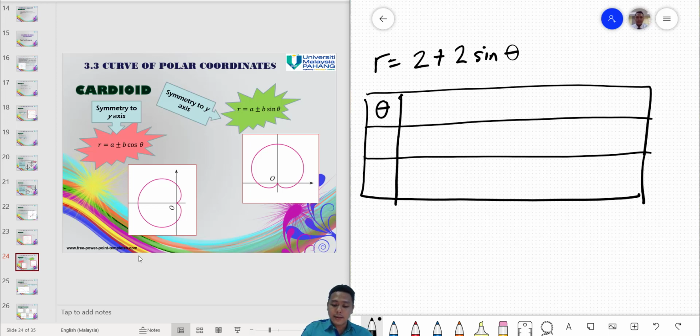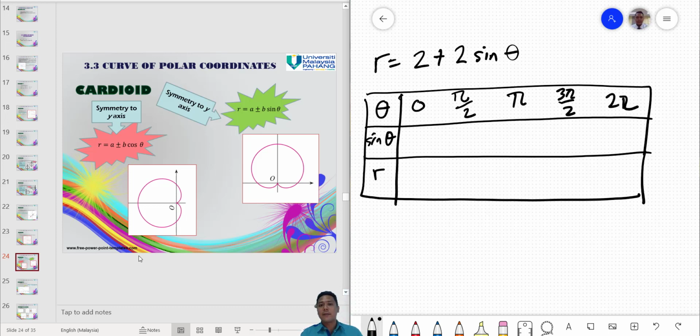For this kind of r, we should start from 0 up until 2 pi to get a full shape. So 0, pi over 2, pi, 3 pi over 2, and also 2 pi.